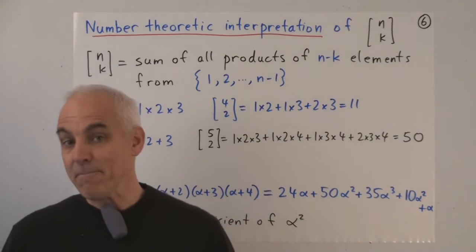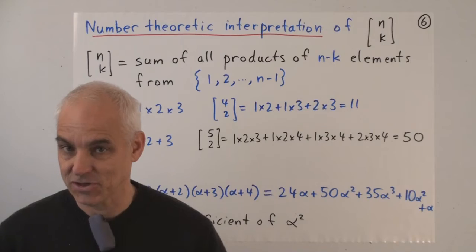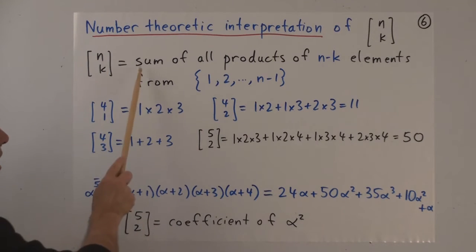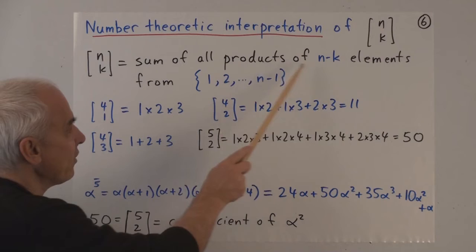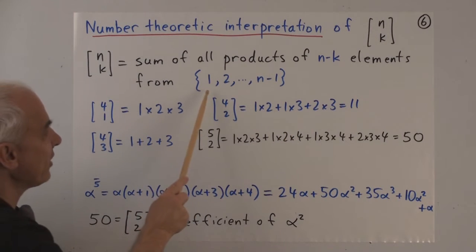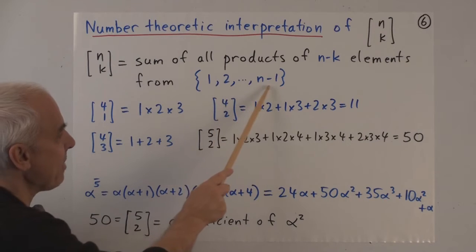We also have a number theoretical interpretation of the Stirling numbers. Let's have a look at that. So n bracket k is also the sum of all products of n minus k elements from the set 1, 2, up to n minus 1.